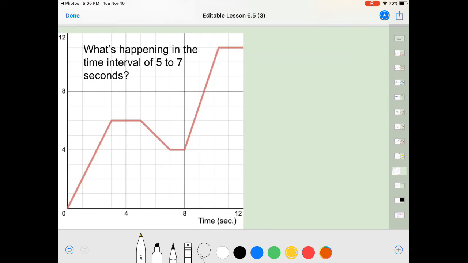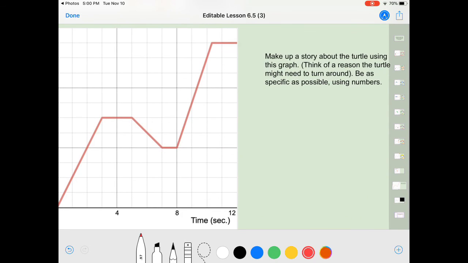So what's happening in the time interval of 5 to 7 seconds? Here's 5, here's 7. During that time, that's when we had a decreasing slope, decreasing rate of change. It was going down from left to right, decreasing, which meant that the turtle changed direction and was going back toward the water.